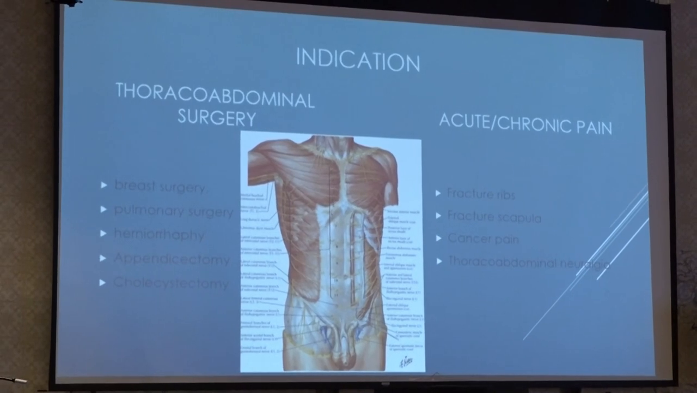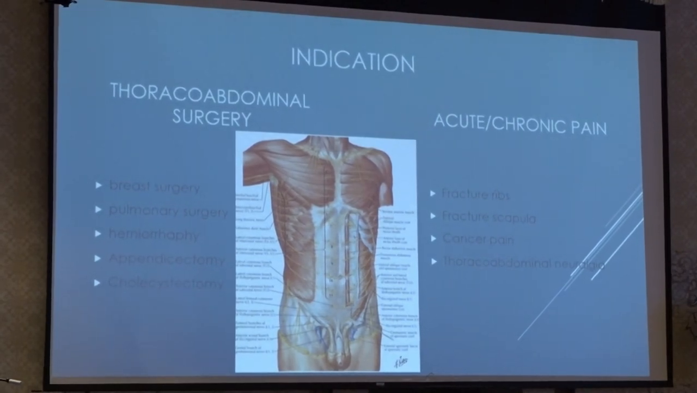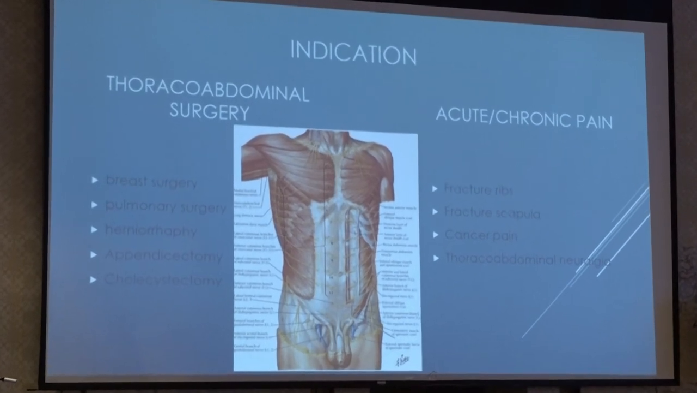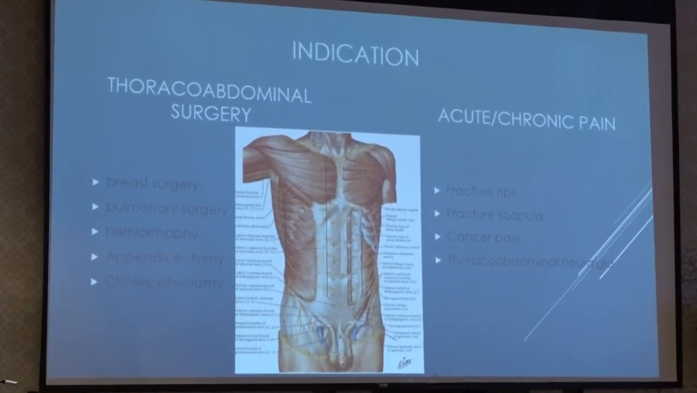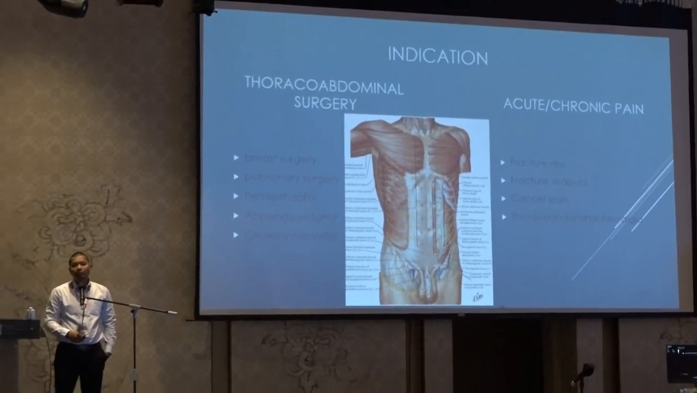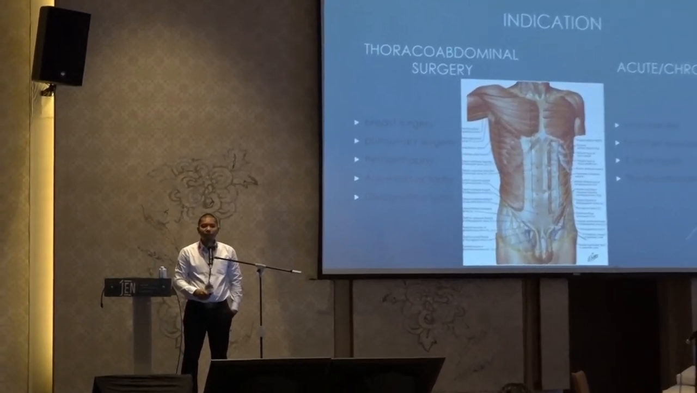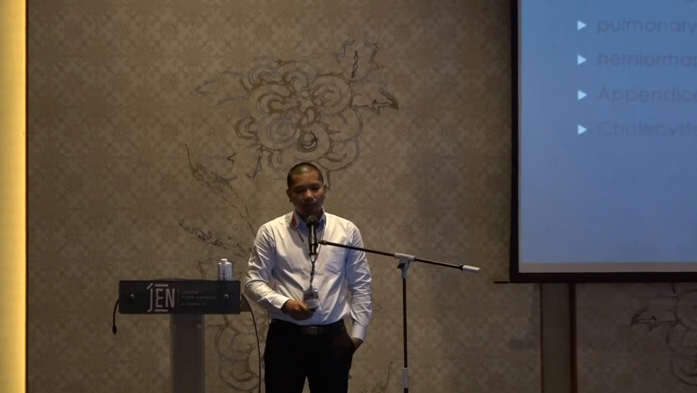So what is the indication of paravertebral block? Basically, it is a block for anaesthesia or analgesia for thoracoabdominal surgery, or acute or chronic pain. In my practice, I use it for fracture ribs, either on bypass in ICU or in the ward, which are not responsive to strong opioids.